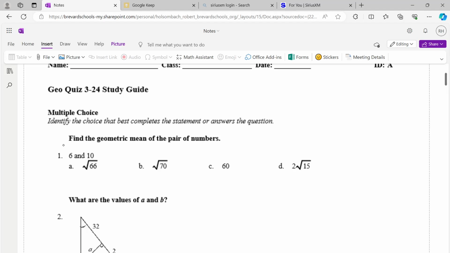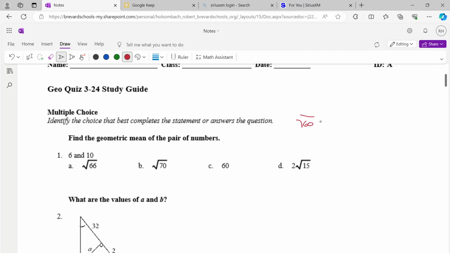So here we go. Right off the bat, we're going to find the geometric mean of the pair of numbers. The geometric mean of 6 and 10 is the square root of 6 times 10. So we're going with the square root of 60 for number 1. And then we take the square root of 60, and we get 7.7. So we need to find out which one of these answers correlates to 7.7.